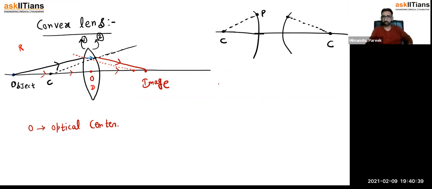Similarly, I will give you as homework the concave lens. For the concave lens, you use the same approach which I did here. I took the refraction step by step, one surface, second surface, and then in the end I showed you that it's acting as converging in nature. So the convex lens is converging in nature.